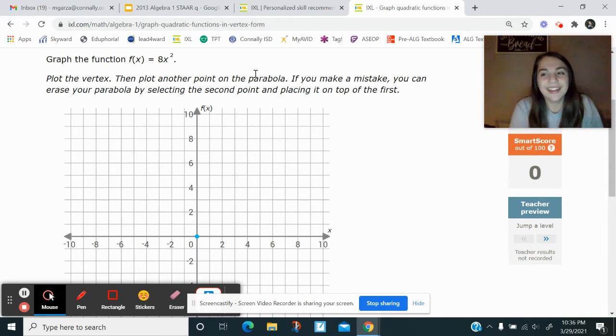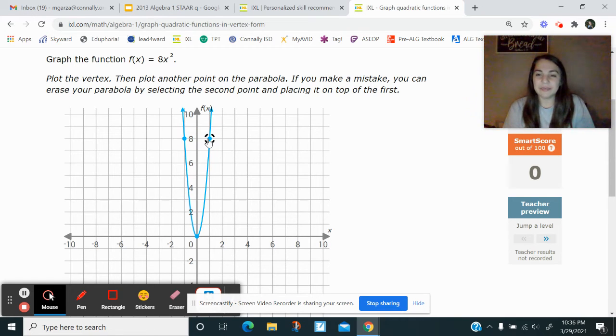So let's do 1. 1 squared is just 1. 8 times 1 is 8. I'm going to go here and plot an 8. Jeez, I don't know why that took me so much thinking to get that done.